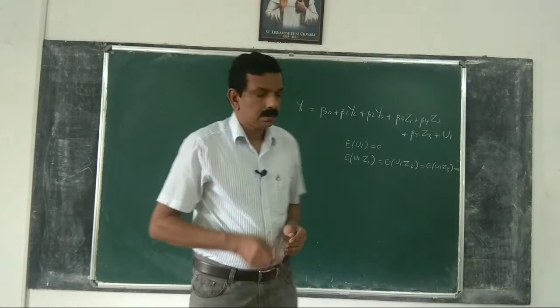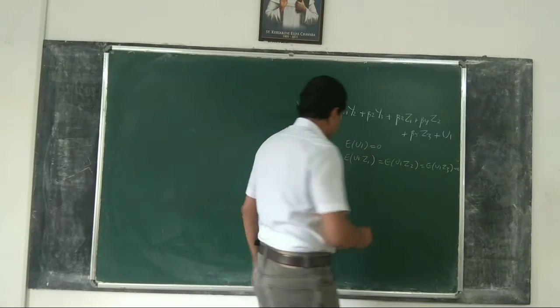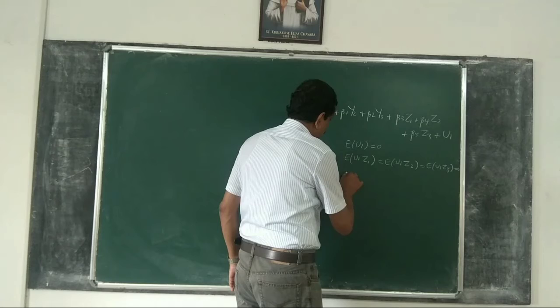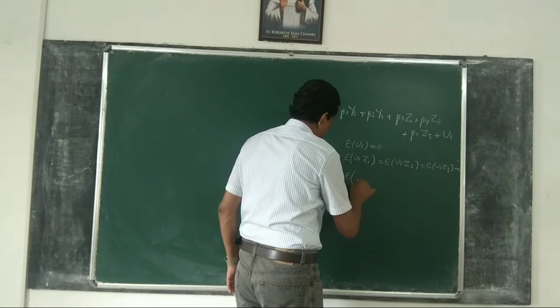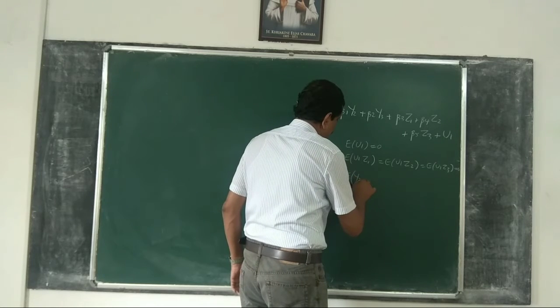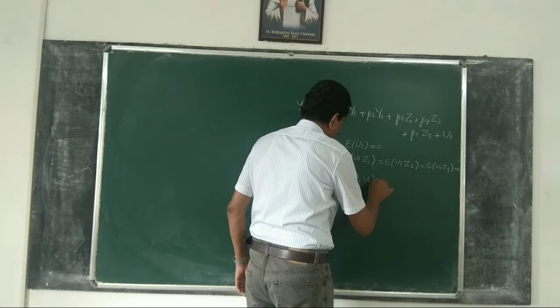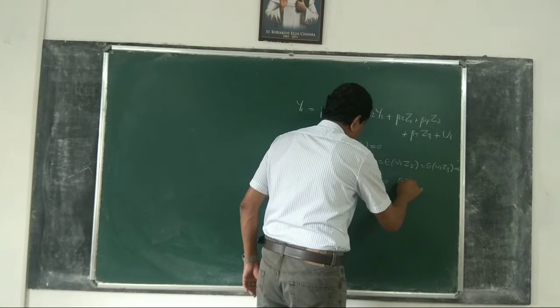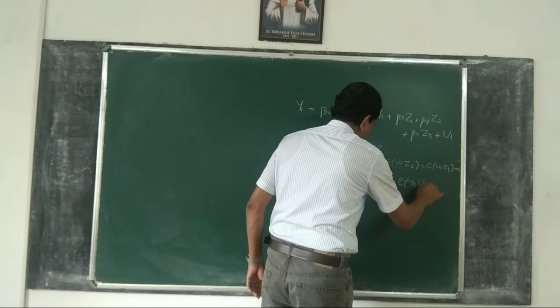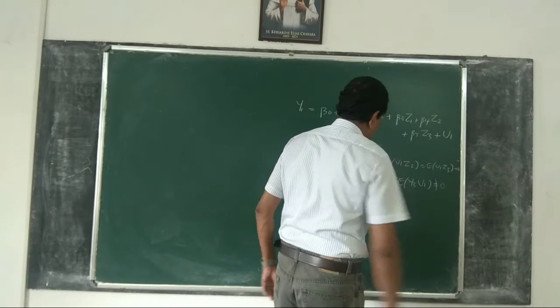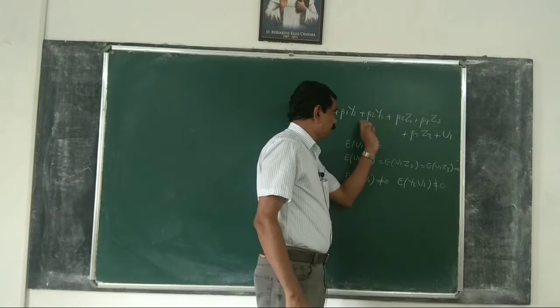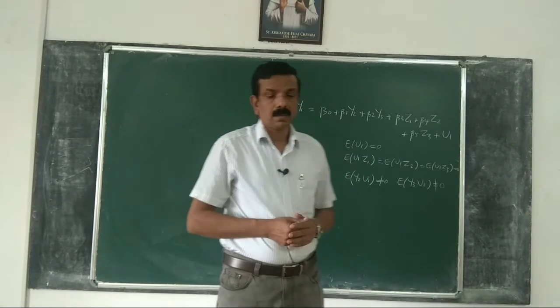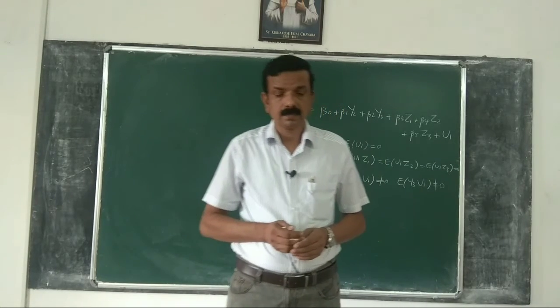And y2 and y3 are endogenous, so that expected value of y2 u1 not equal to 0, expected value of y3 u1 not equal to 0. That is, y2 and y3 are correlated with u1.